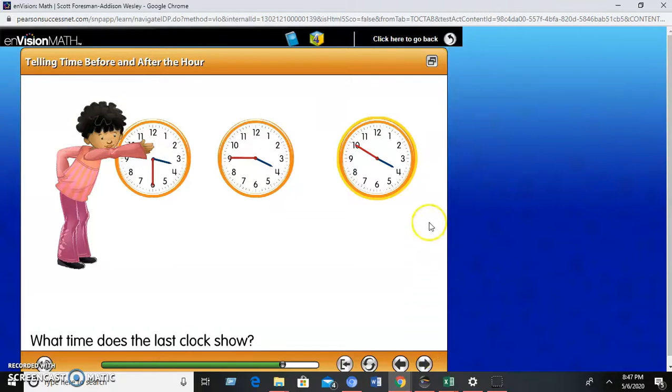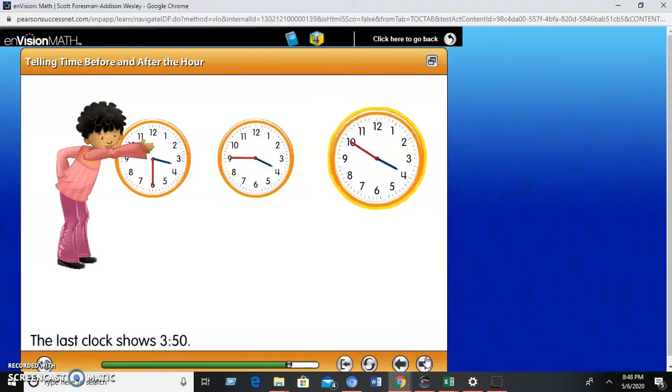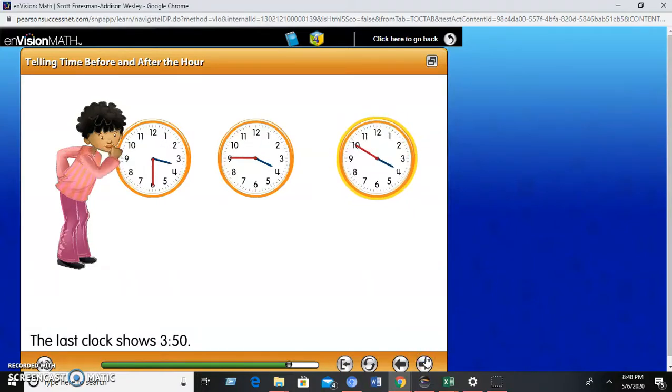What time does the last clock show? The last clock. Ooh, again, it looks super close to the 4, but it's not yet to the 4. It has to go to the hour before. So it's 3. Let's count. 5, 10, 15, 20, 25, 30, 35, 40, 45, 50. It's 3:50. The last clock shows 3:50.